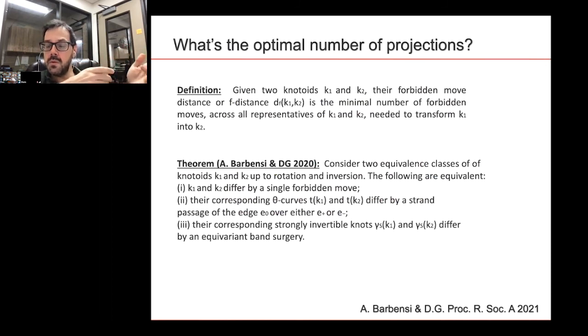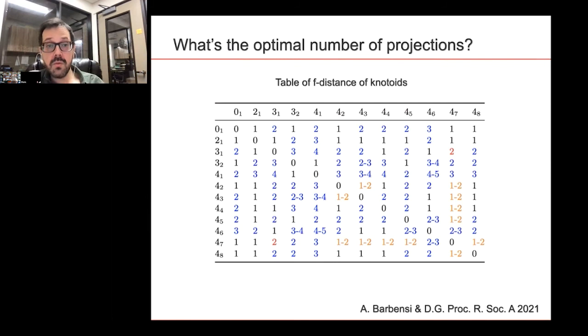If they are strongly invertible, which is a definition that I will point you to our paper to check out, then these knots differ by equivariant Barth surgery. So in the end, what we do is we check if the theta curves differ by strand passage of two of their edges, or if there is an equivariant, non-coherent band surgery happening between the corresponding nodes of the theta curves. And these actually help us to build a table of F distance of Knotoids.